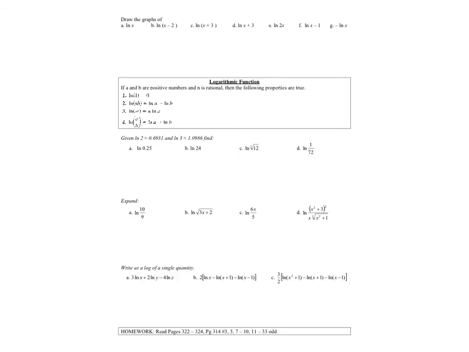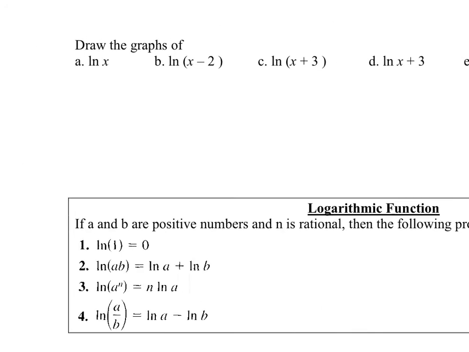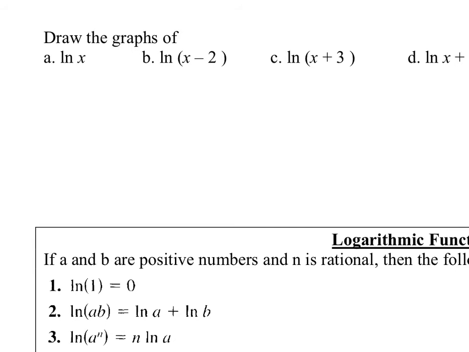Let's do a couple of other things as well. First of all, a little bit about the graphs. If I were to graph ln of x, we just saw this. It has an asymptote at 0. But remember, it also always goes through the point (1, 0). And it also goes through the point (e, 1), because the natural log of e equals 1. So it's going to look like this.